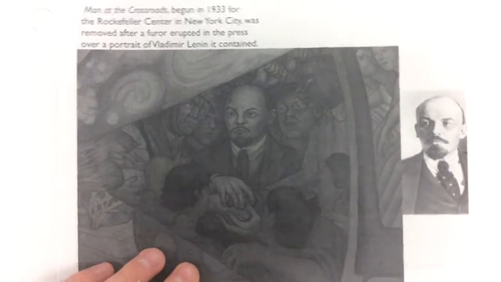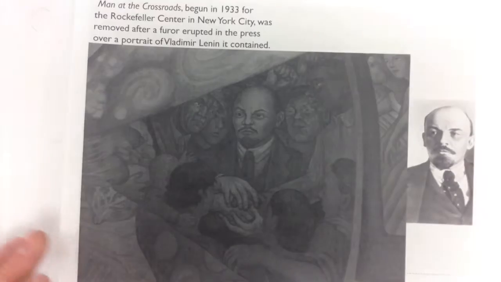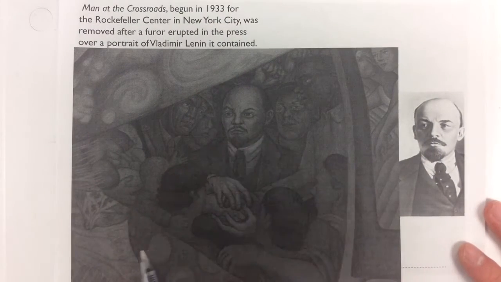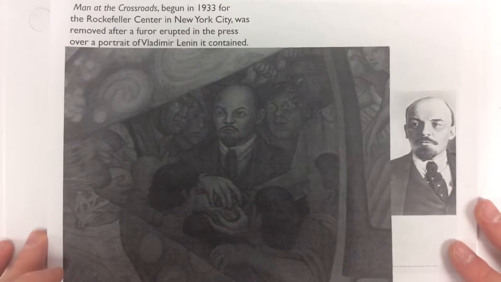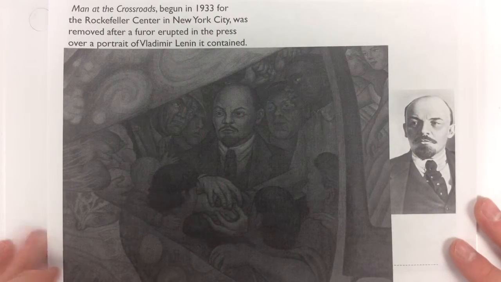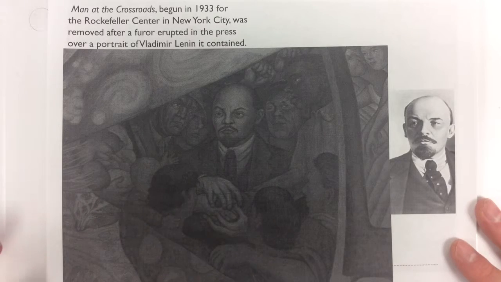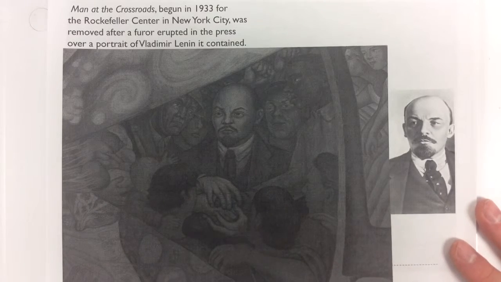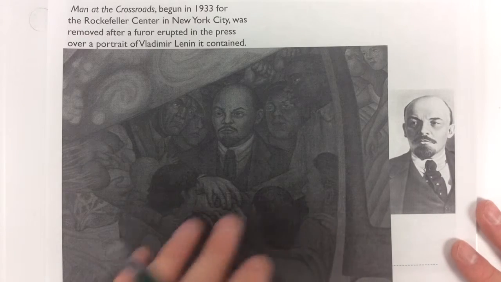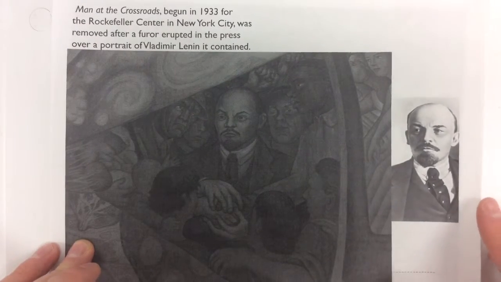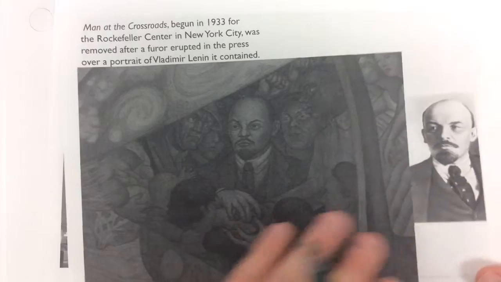Some examples of these. This is one that was called The Man at the Crossroads in 1933. This is Vladimir Lenin, who was a communist leader of Russia, brought communism into Russia. This is his real picture over here on the side. And he caused a lot of problems because America is very anti-communist, but he was showing how Lenin was trying to unify people of all races and all backgrounds. So it caused a lot of controversy and was even taken down.